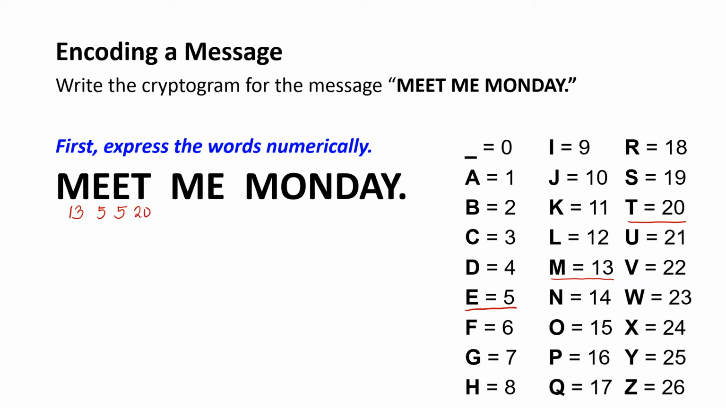Since we have a space, we have to write 0, then 13 for M, 5 for E, another 0, 13 for M, and for O we have 15, N which is equivalent to 14, and D we have 4, A which is equivalent to 1, Y is 25. And though we still have a period at the end of the message, as mentioned, we have to ignore any punctuation mark because there is no numerical equivalent for this.